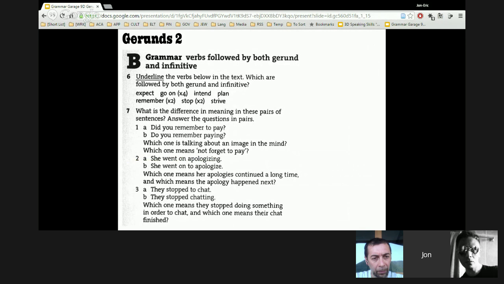But option number 2 are verbs that are followed either by gerund or infinitive, but not both. I'll say the verb, you tell me what you think, and I'll tell you if you're right. Expect, gerund or infinitive? Both? What do you think? I think so. No, it's not both. These are one or the other. All of these are one or the other. So, ing. Expect doing. Doesn't work. The answer is infinitive. In the article it says expected to arrive, not expected arriving. So expect is followed by the infinitive and only the infinitive.